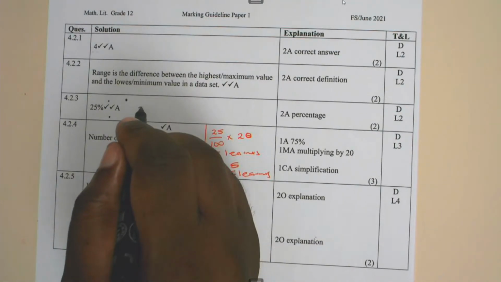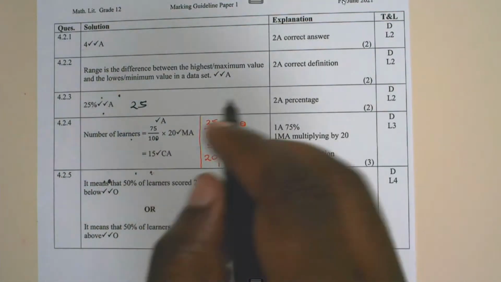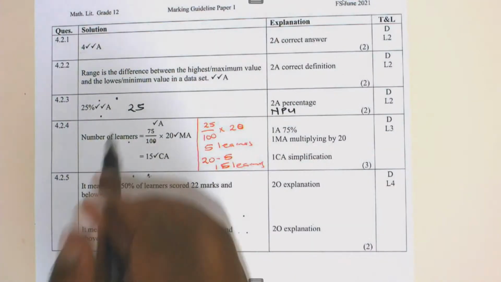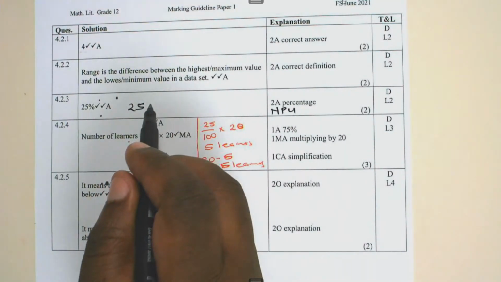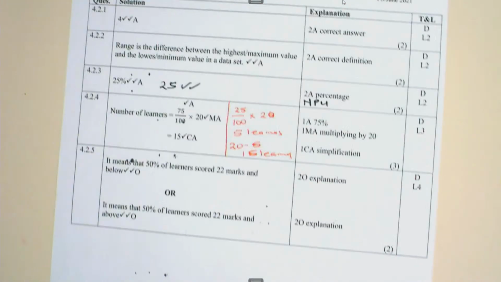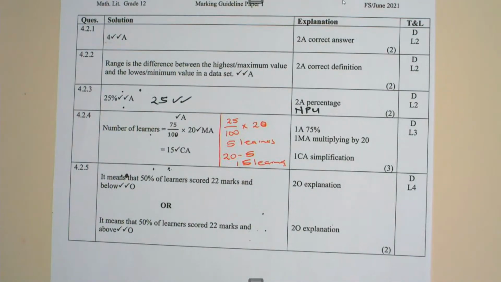Even if the learner writes 25, let's not penalize for unit. No penalty for unit. If the learner writes 25, you give the learner 2 marks. Then question 4.2.4.